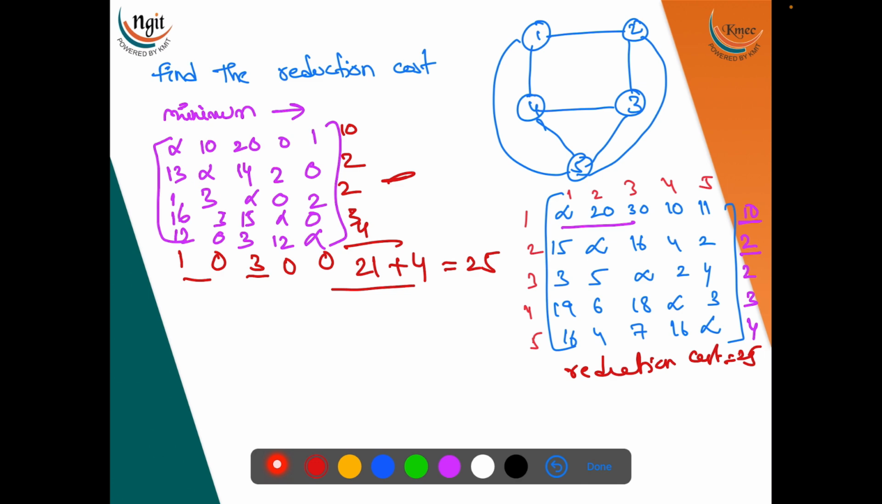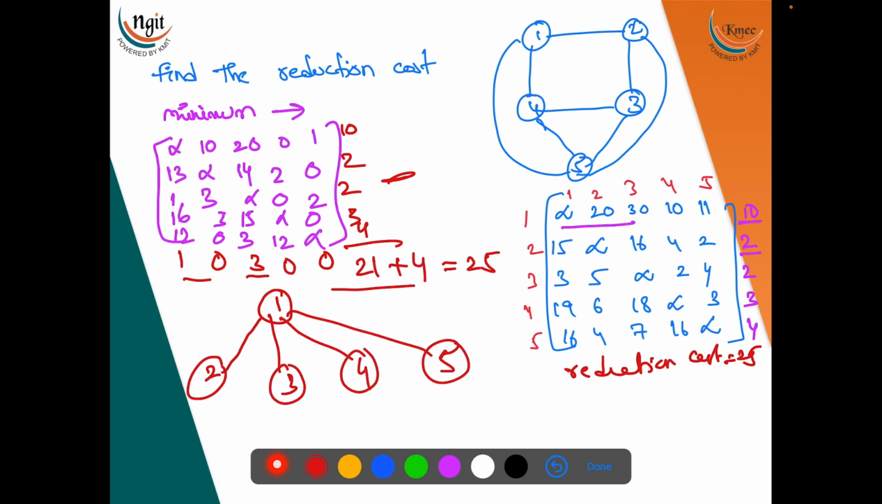Now what are we going to do with this? We are going to find out the state space tree. So what is your state space tree? The tour starts with one vertex. Now he can visit 2, or he can go to 3, he can go to 4, he can go to 5.